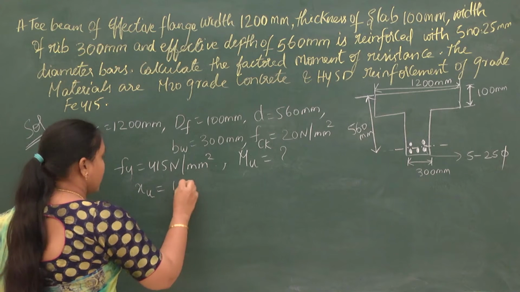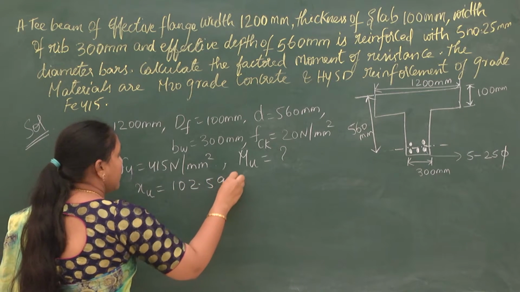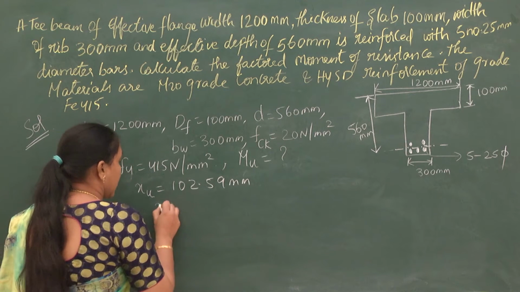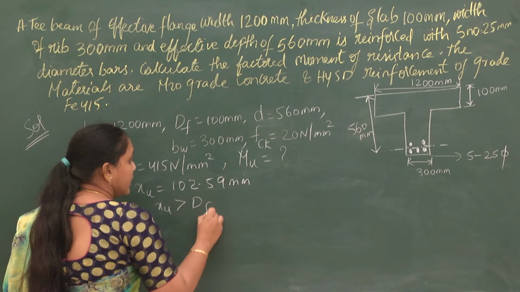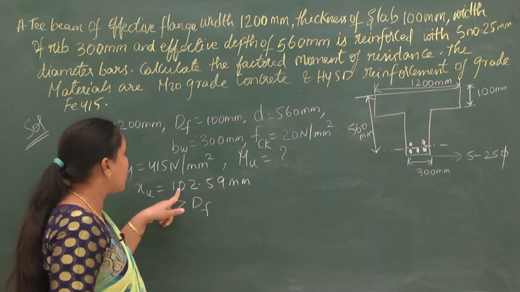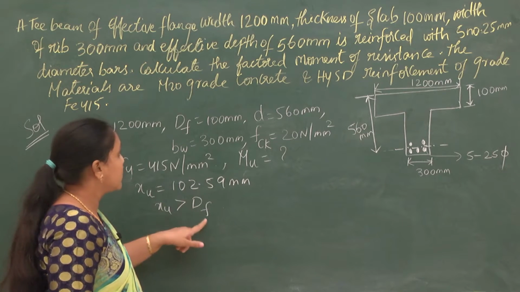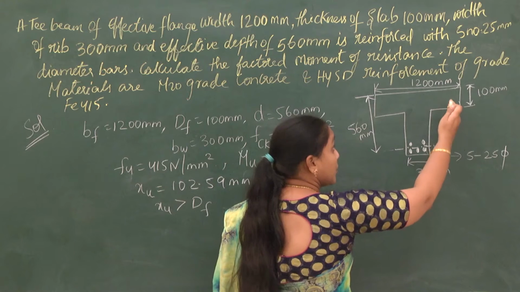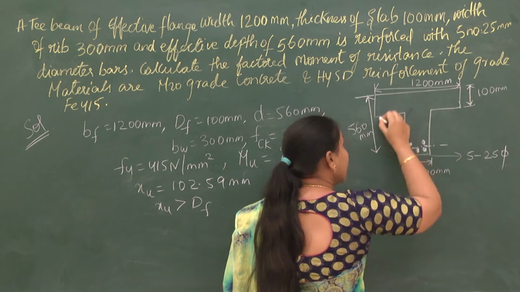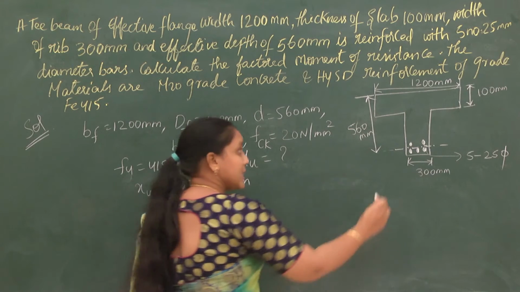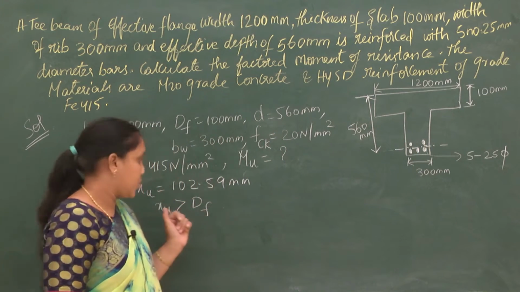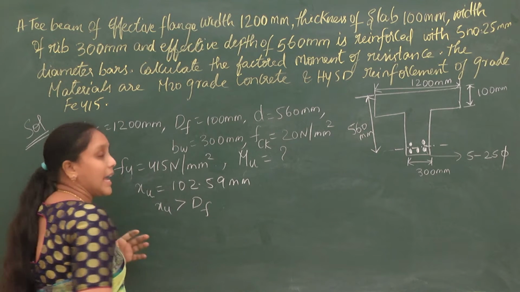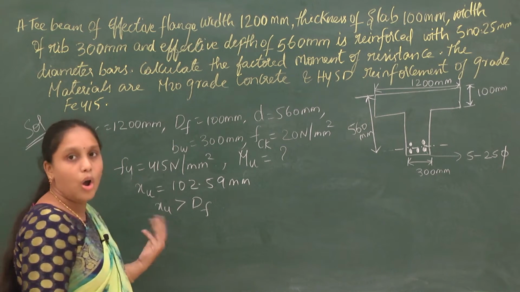So now what is the value of XU we have got? We have got it as 102.59 mm. Now if you see, XU is greater than DF. Is it or not? So what is the value of XU? It is 102.59 mm. What is the value of DF? DF is 100 mm. So what does it mean? That the neutral axis is not lying in the flange portion. The neutral axis is lying in the web portion, that is, XU is greater than DF.